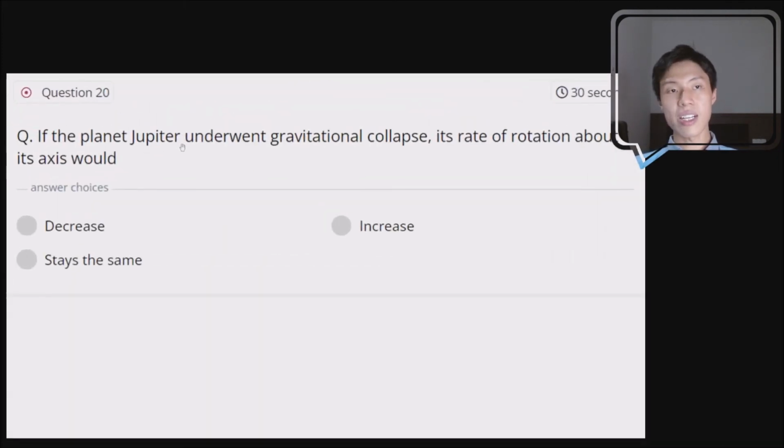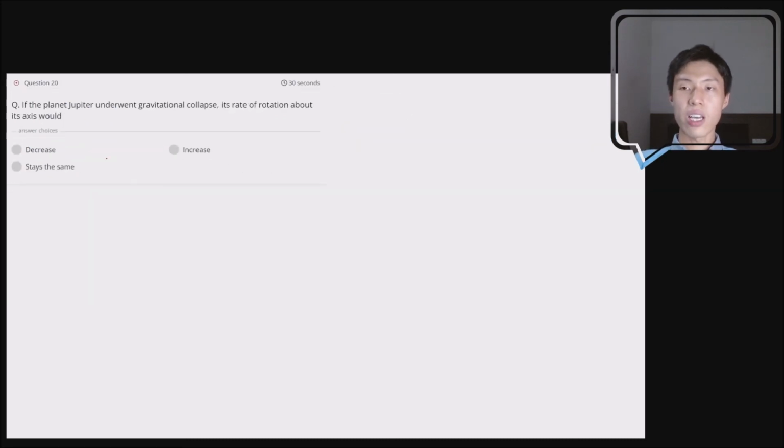Question 20, the last question of this quiz. If the planet Jupiter underwent gravitational collapse, its rate of rotation about its axis would... Okay, so gravitational collapse is an astronomical phenomenon in which the planet becomes smaller. You can think of it as collapsing inwards towards itself.